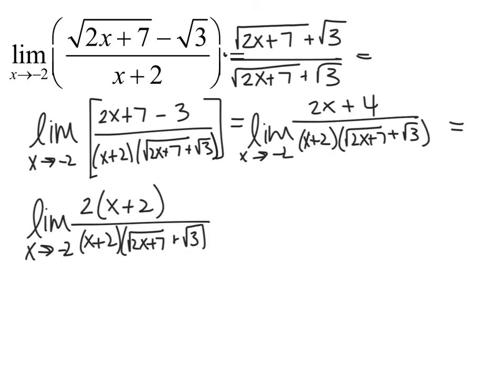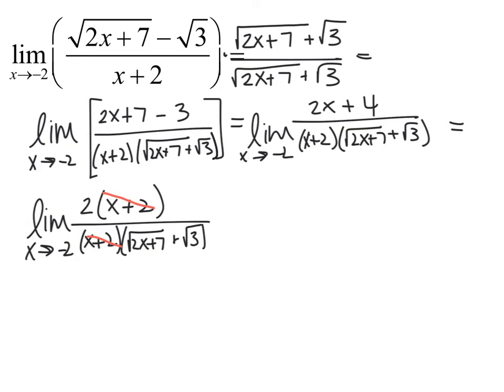So if you simplify the numerator, you get 2x plus 4. If you factor out a 2, you get this x plus 2 factor. So you get this factor that we need to cancel from the denominator. So now we can cancel off this factor that's making us not be able to plug in x equals negative 2. And now we can plug in x equals negative 2.